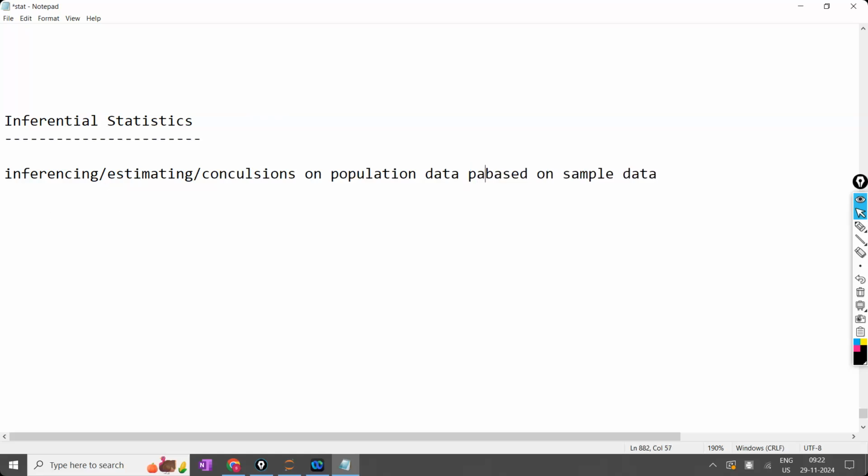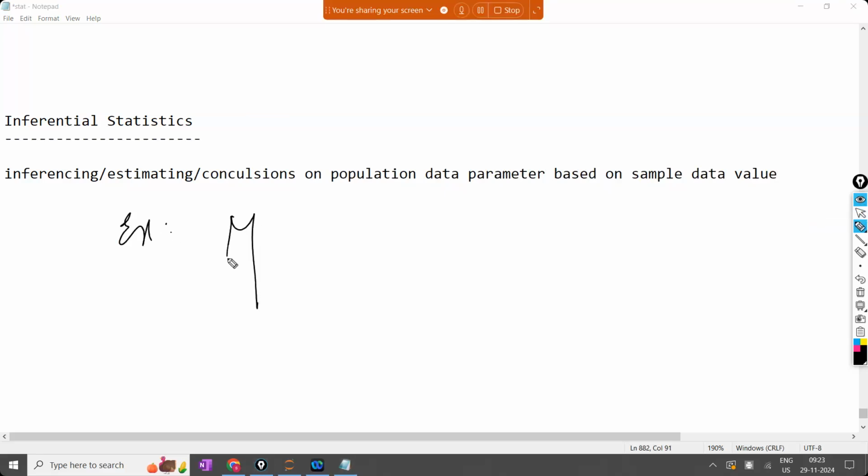Any population parameter, either in terms of its mean value or median value or mode or variance, whatever it is, based on the sample data parameter. You are estimating the population parameter based on the sample. Example, estimating mu based on X bar.